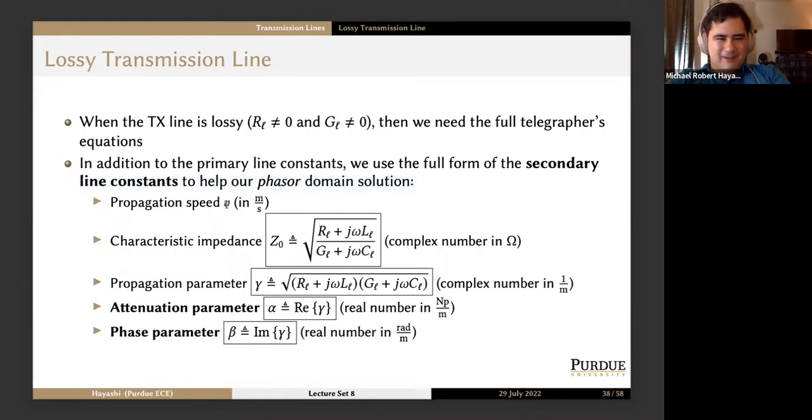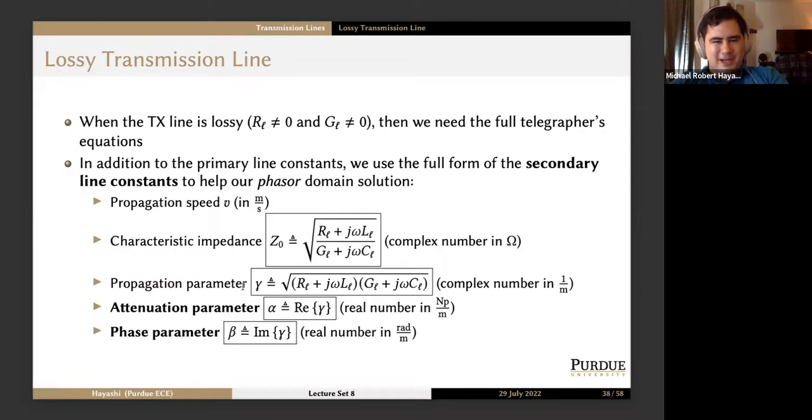So one of them is the propagation speed, v. That's in meters per second. The characteristic impedance, Z naught, is square root of R_L plus j omega L_L over G_L plus j omega C_L. So square root of a quotient of complex numbers is itself going to be a complex number. Z naught is an impedance, so it's measured in ohms.